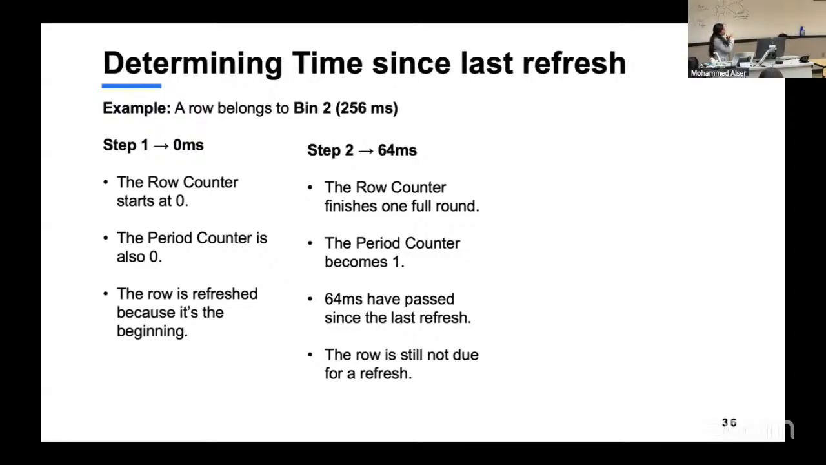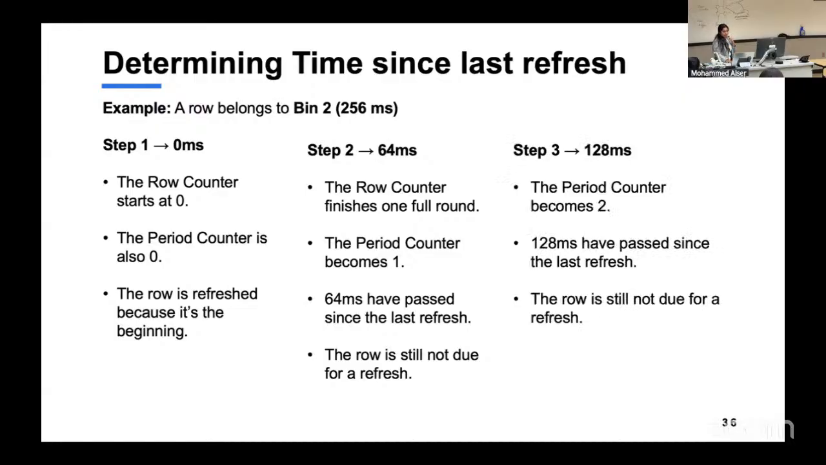And since it has passed 64 milliseconds, the period counter, okay. If the period counter value is 1, that means it has a refresh of 64 milliseconds. And the row is not matching with the bin 2, so it will go on with the next step, which is 128. And the period counter becomes 2 because it completes the second full round, and it will store 128 milliseconds as its past refresh, and the row is still not due because it doesn't reach the bin 2, right?